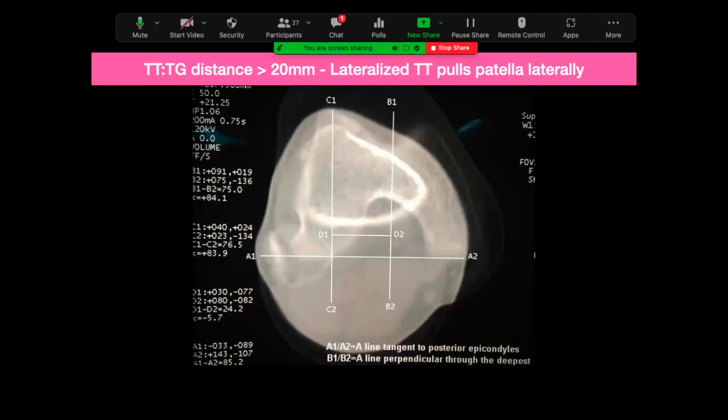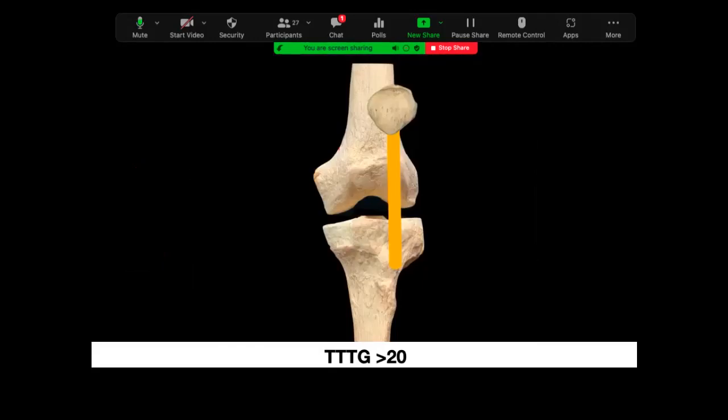Same thing happens when the TTTG distance is increased. As my colleagues will talk about, this indicates that your tibia is rotated externally. Your tibial tuberosity is rotated externally. So there is an outward pull, a lateral pull always on the patella, which again makes your patella hit the lateral femoral condyle, and that dislocates. If your tibial tuberosity is lateral, the patella hits the apex of the lateral femoral condyle and dislocates.